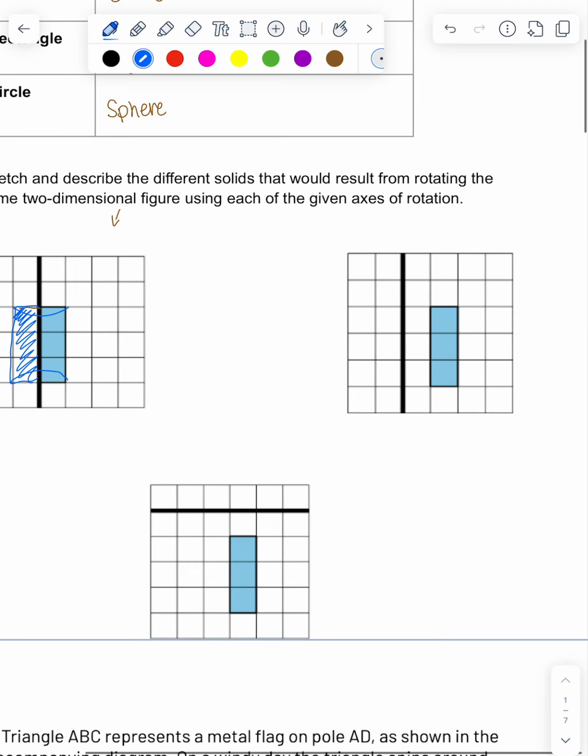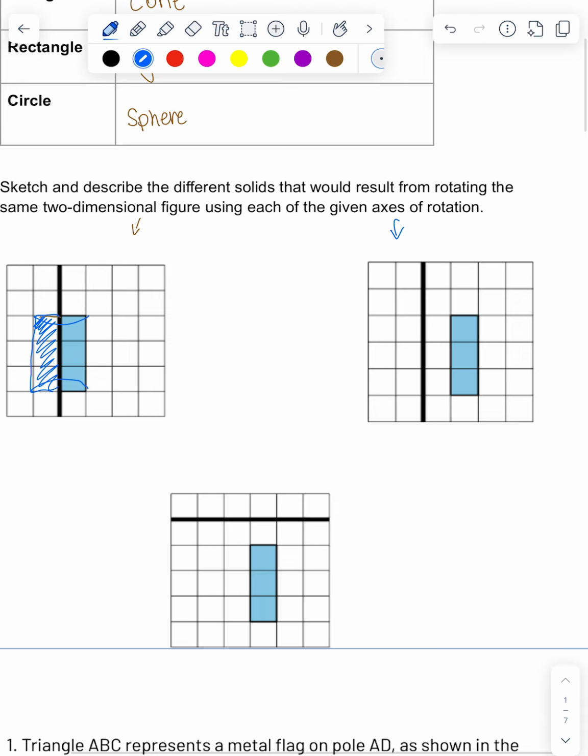Moving on to this one over here. Notice that there's a difference between this one and the one that we just looked at. The difference is that even though the rectangle looks the same, the axis of rotation is in a different spot. It's not right up against the rectangle. There is a gap in between the axis of rotation and the rectangle. And I'm a horrible artist. But what that means is when we spin the rectangle really, really fast around, we're going to see it over here.